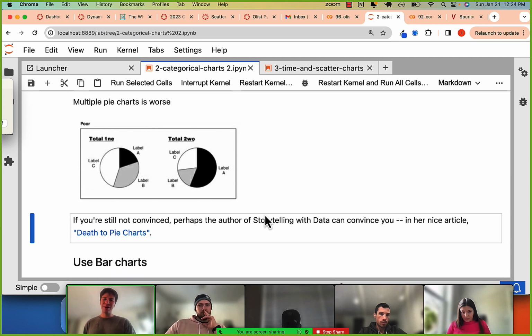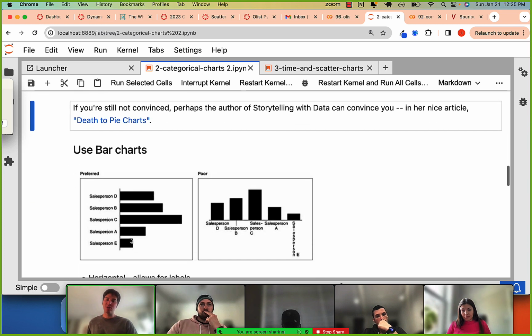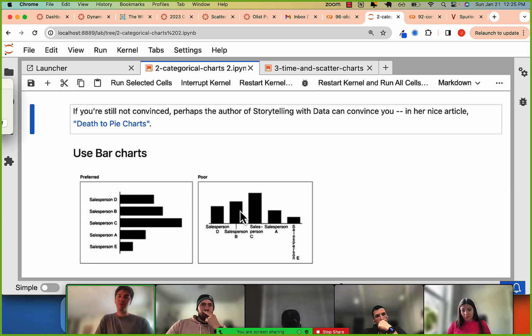And then the author of Storytelling with Data, Death to Pie Charts, it's not just her. There's also this book I like called Say It With Charts, that I referenced down here. He makes the same exact argument. Don't use pie charts. Instead, you can use bar charts. So if you want to do the percentage thing, you can just put the percentages in a bar chart. It's fine. It works fine.